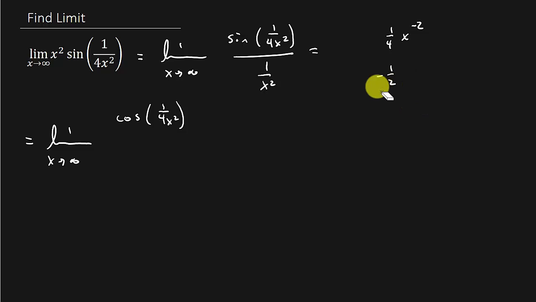Let's see, do we want to do it like that? Yeah, I guess we can. That's fine. Negative 1/2 x to the negative 3, which is negative 1/2 times 1 over x cubed. So that's times negative 1/2 times 1 over x cubed.